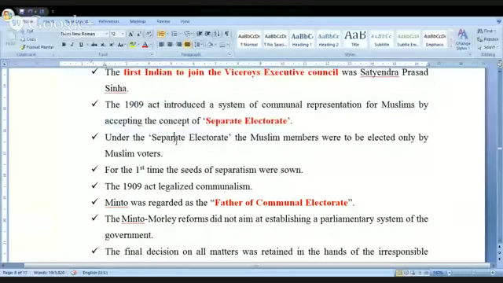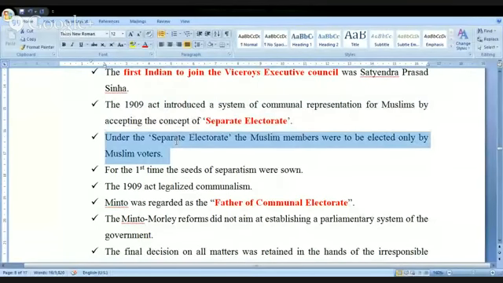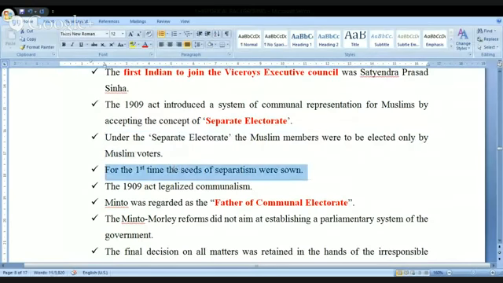Kindly remember this point. That is the meaning of the separate electorate. Look at this. Under the separate electorate system, the Muslim members were to be elected only by the Muslim voters. For the first time, kindly see here the pathetic one, the seeds of separatism were sown. But otherwise, in the year 1906 itself, the Muslim League Party was established. Muslim League came into existence.